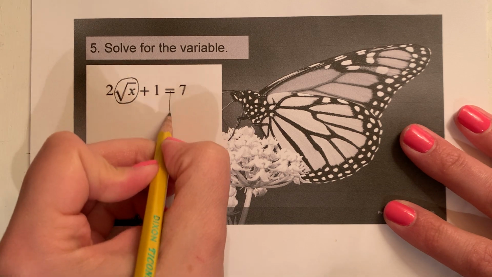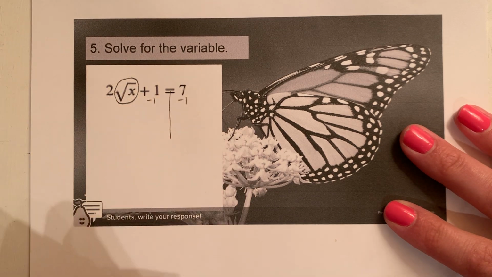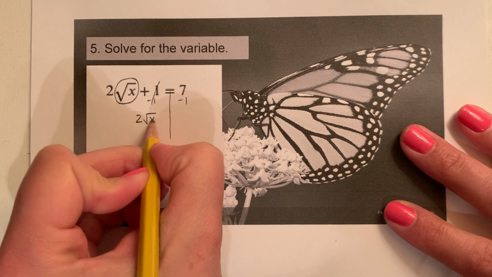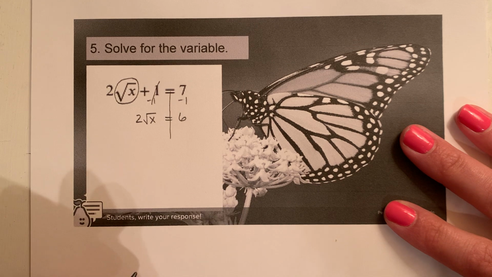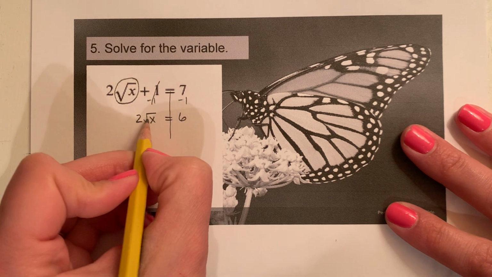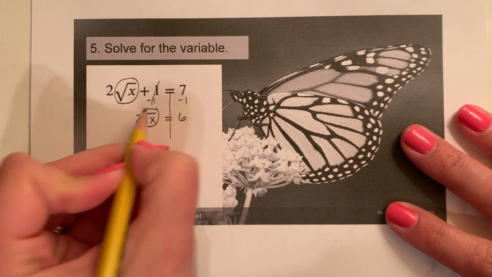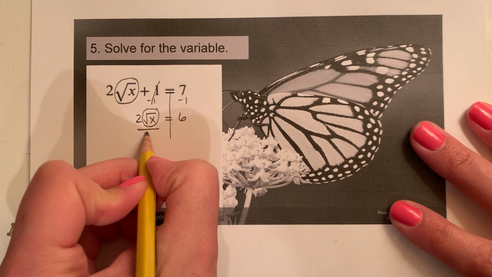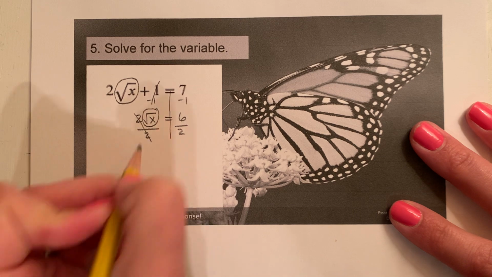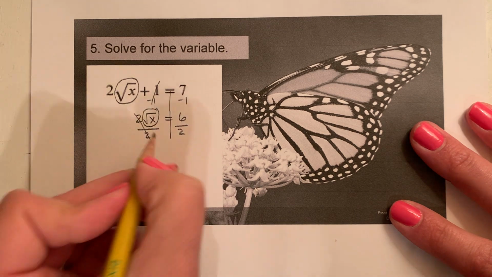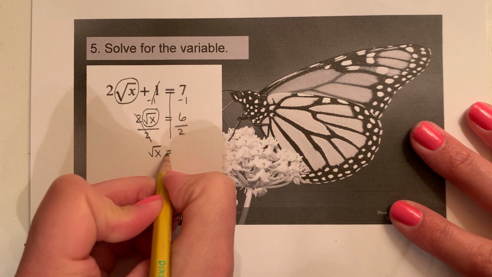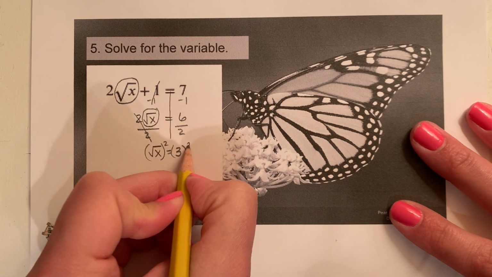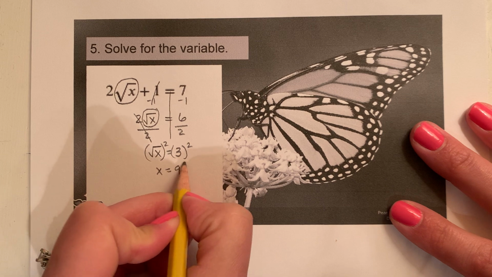The first thing I have to do is subtract the 1. Okay, I always do addition and subtraction first. I'm left with 2 square root of x equals 6. 7 minus 1 is 6. Now, don't square both sides yet. Okay, don't square both sides. You've got a 2 in front of the square root. So divide both sides by 2. The 2's will cancel. And then we have square root of x equals 3. Now you can square both sides. And we get x equals 9.